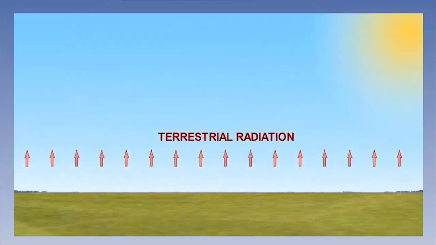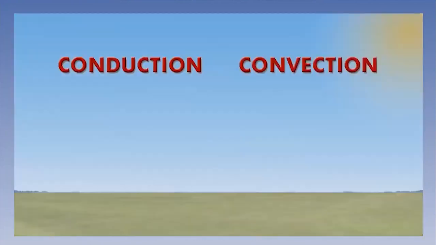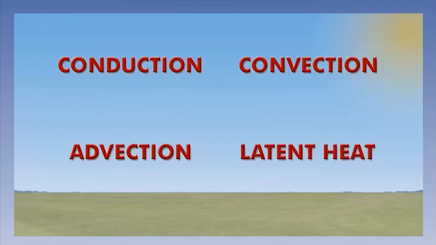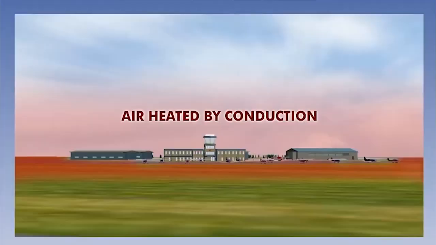There are other means by which heat is redistributed through the atmosphere. These are conduction, convection, advection, and latent heat release. Let's take a look at these in turn. Conduction is the simple process whereby heat is transferred from one body to another with which it is in contact. This diagram is a simple representation of the temperature change with height through the atmosphere.